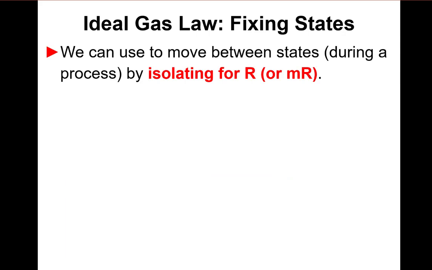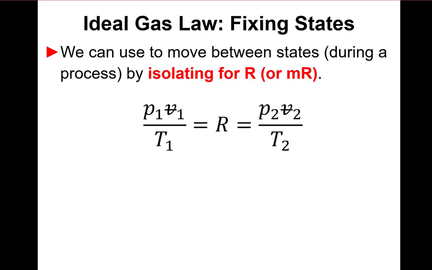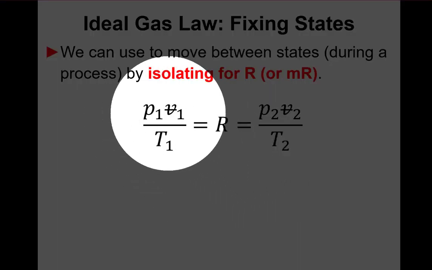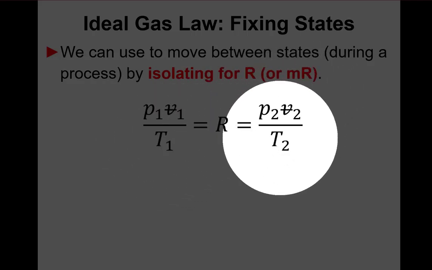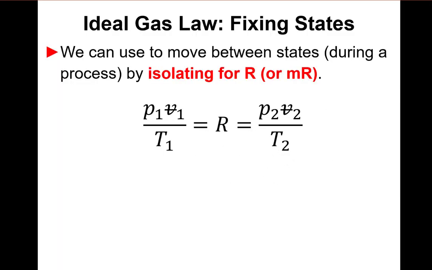Okay, so now how do we go about fixing states? The first thing is, no matter what, whether we're using constant or variable specific heat, we can use the ideal gas law. When I'm moving between states, sometimes I'll know a pressure, a volume, and a temperature at one state, and then maybe a pressure and a volume at another state. So I can use the ideal gas law this way, right?